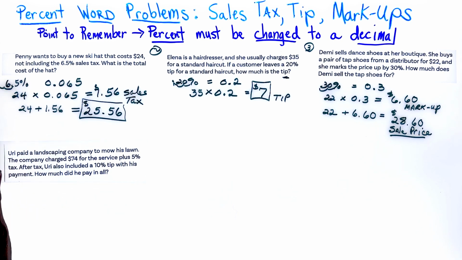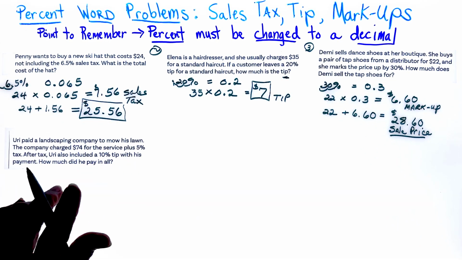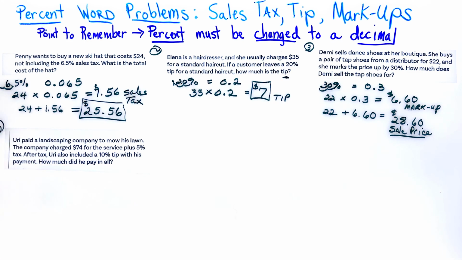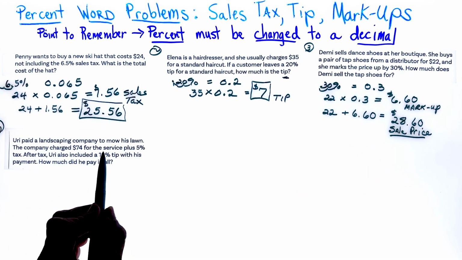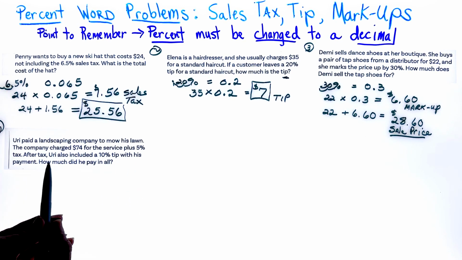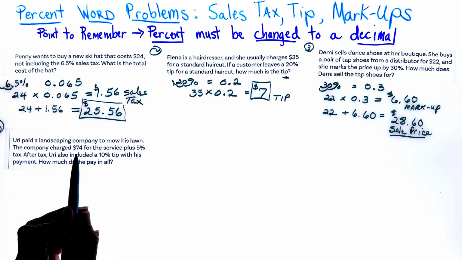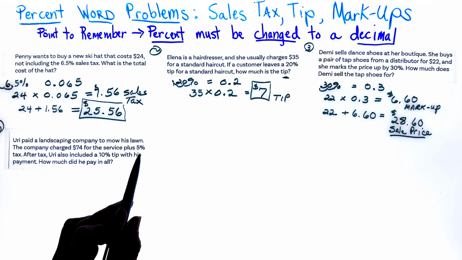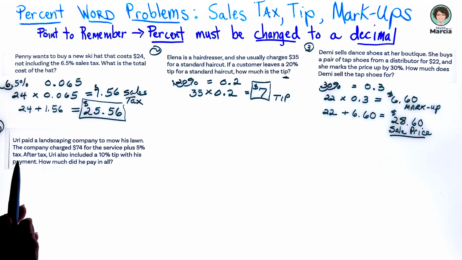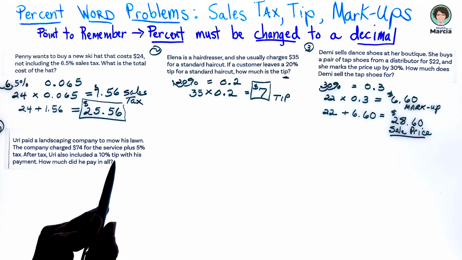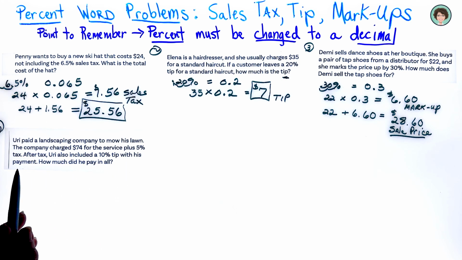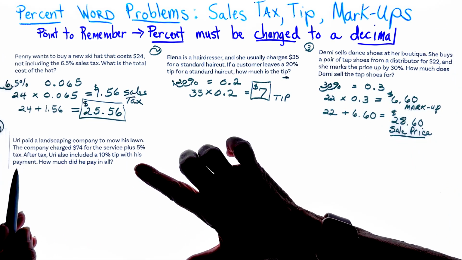All right, for the last question that we're going to be working, it is a multi-step question, so we're going to really make sure that we read it and we mark our text. Yuri paid a landscaping company to mow his lawn. The company charged $74 for the service plus 5% tax. After tax, Yuri also included a 10% tip with his payment. How much did he pay in all?